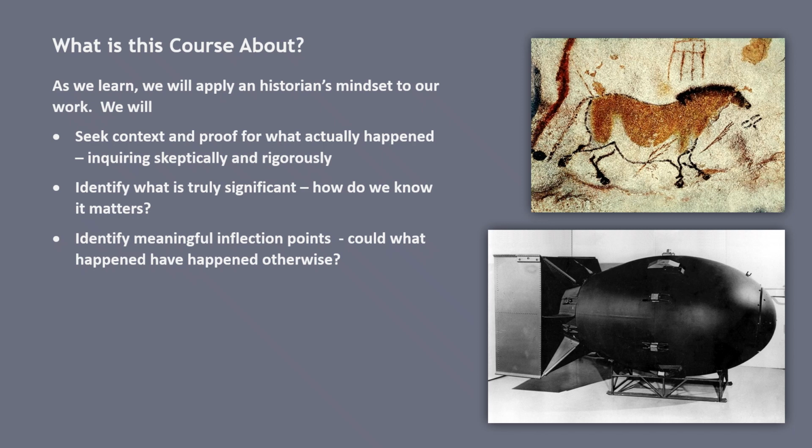And then the last question, really, that historians think about is, could what happened have happened any other way? Was it inevitable? Was there any way of changing the course of history? That's something people are pretty interested in because they're interested in seeing what's going to happen in the future. So those are three questions that we're going to keep crossing and recrossing. How do we know what happened? How do we know it matters? And could it have happened any other way?